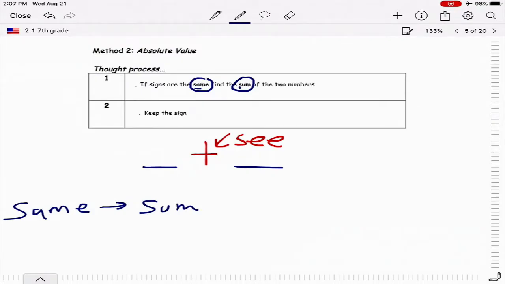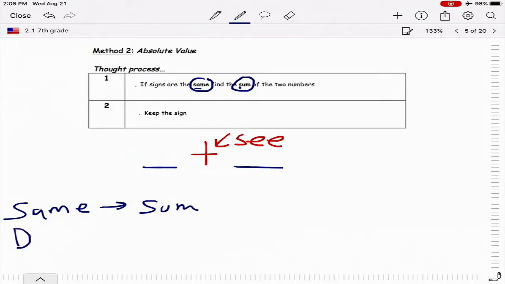And then the second thing is, if signs are the same and you add, just keep the sign of whatever both numbers are. So if both numbers are positive, add them, and then make the answer positive. If both numbers are negative, add them, and then make your answer negative.